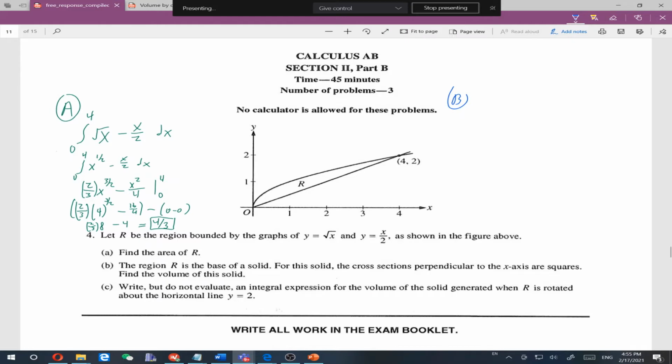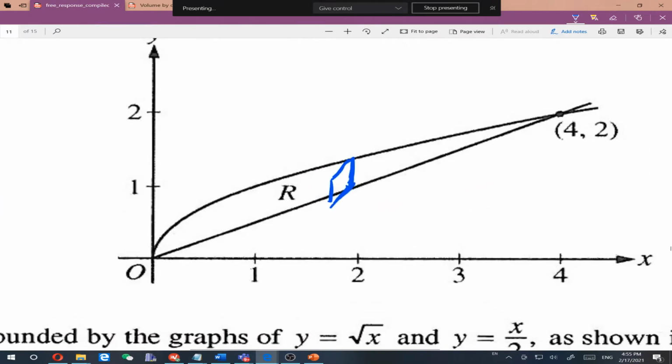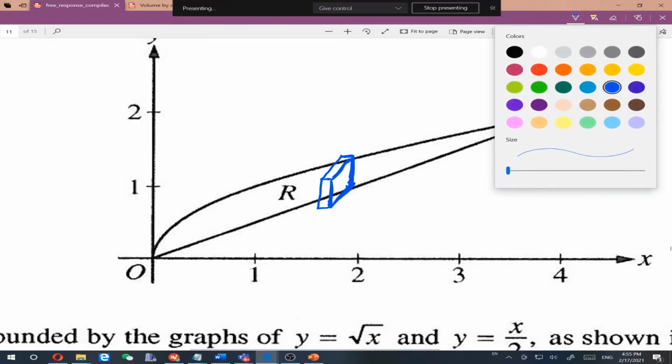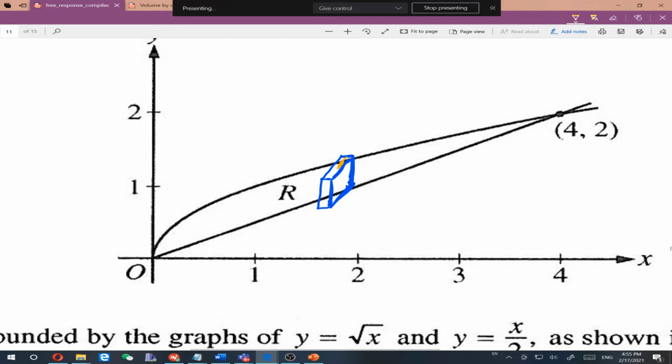So cross-sections perpendicular to the x-axis, that's going to look like this, are squares. So I've got squares popping out of the page that look like this. Would this be similar to the previous example? Similar. We're creating cross-sections.